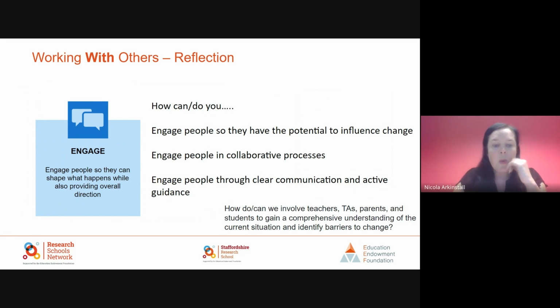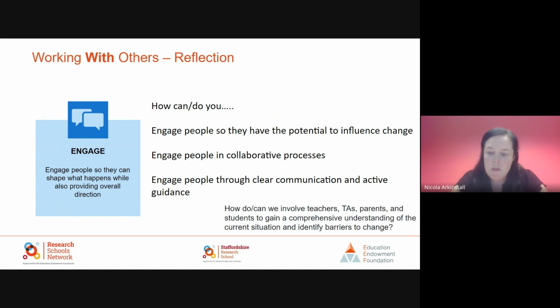So have you got any good ways? Do you do things like surveys, focus groups, implementation teams? How do you engage people in collaborative processes? How do you solve problems together in your teams? And how do you engage people through that clear communication and that active guidance?